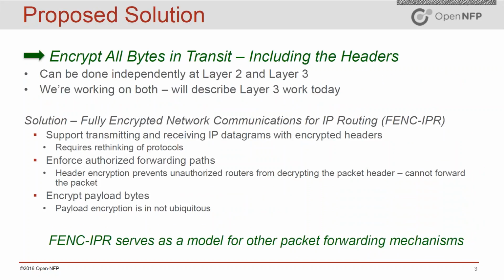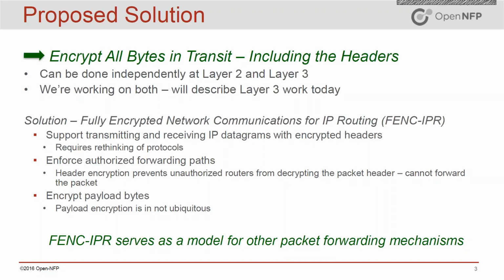So the proposed solution is to encrypt all bytes in transit, including the headers. This can be done independently at layer 2 and 3. I mentioned layer 2. That's a different problem, and they're complementary, but they're not interdependent. We're working on both, but I'll just talk about layer 3 today because that's what we can do with P4. The solution we call fully encrypted network communication, FENC, for IP routing. So throughout this talk, I'll be abbreviating that FENC-IPR.